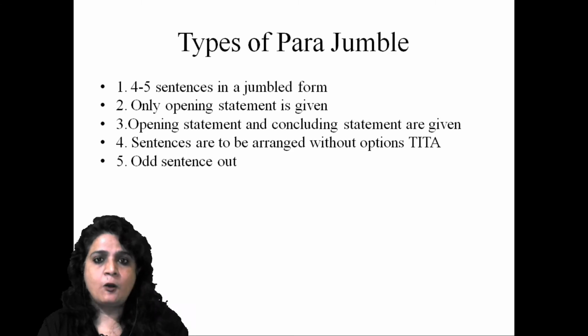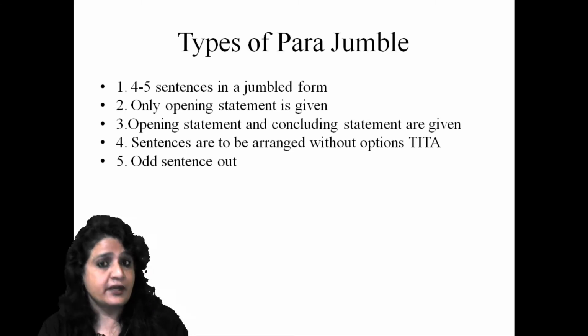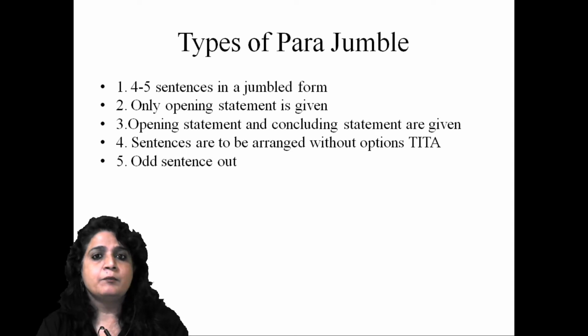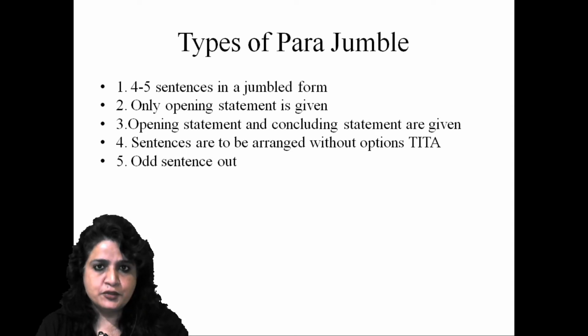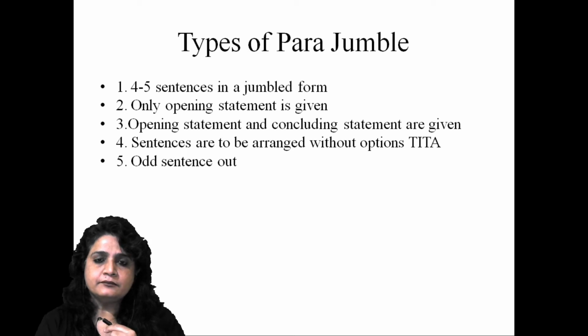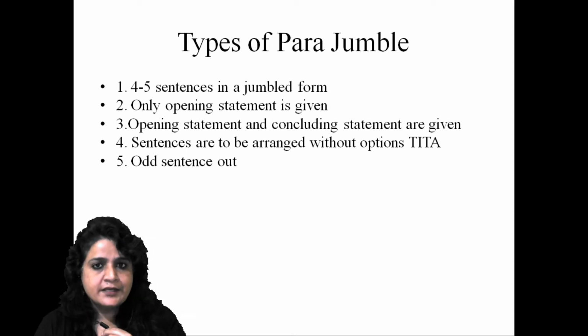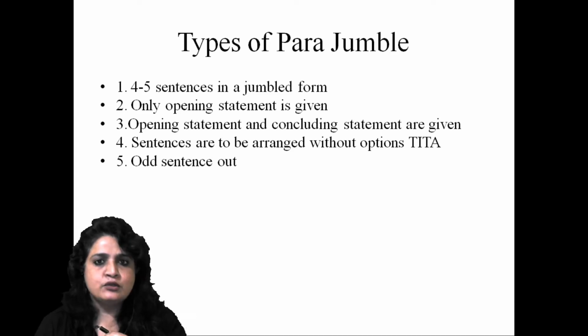The last one is odd sentence out. I have categorized this question as one of the varieties of parajumble only because what you have to do here is you have to make a paragraph with 3 sentences. The 4th sentence, which is not gelling into the paragraph, which you don't find fitting into the paragraph, is your answer. What you have to do is apply the same skill that you do for parajumble.